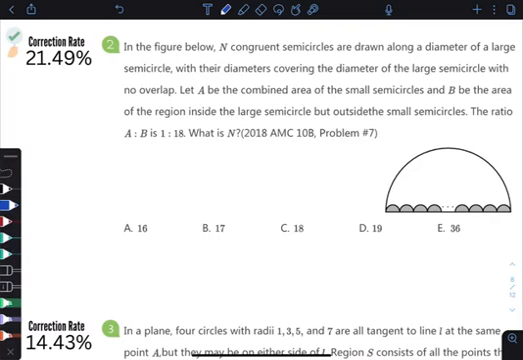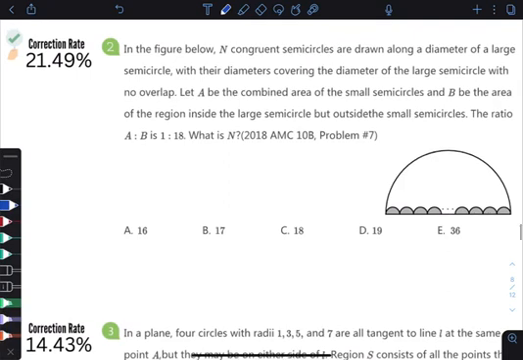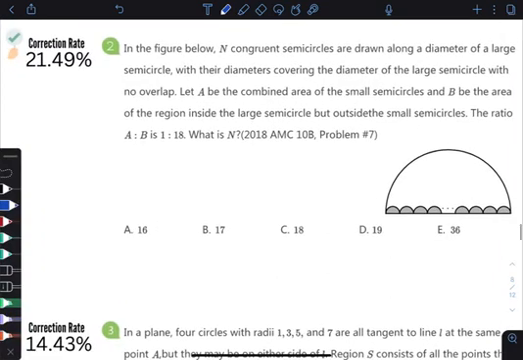Okay, so if we already know the ratio of A to B, that is equivalent to saying we can easily find out the ratio of the sum of all small semicircles to the large semicircle, right? Okay, now let me write it down. So the sum of the area of small semicircles would be the capital N times the area of a small semicircle. And as for the big semicircle, let me just put it here. The ratio of the areas is equal to 1 over 19, right?